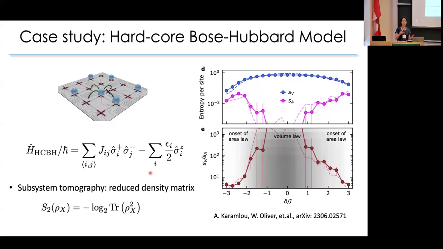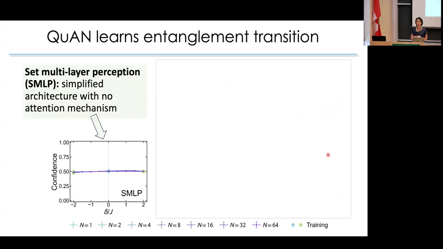But what superposition you have depended on the parameters, such that when delta over J is small, they knew this follows volume law. When delta over J becomes large, it becomes area law. How did they know? Well, they actually did the hard work of doing the subsystem tomography and calculating the reduced density matrix. Instead, what we wanted to do was to not work with the subsystem data, but with the full system data and just the z-basis measurement.